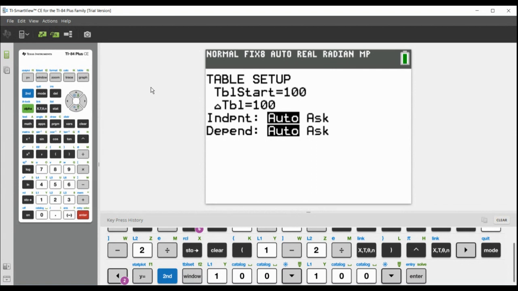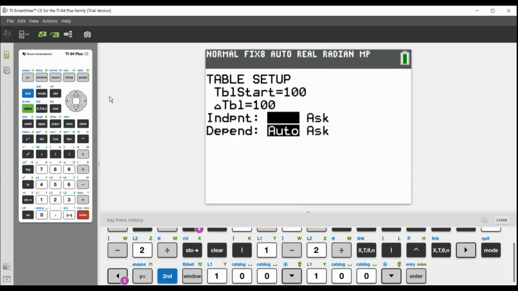So when you set up a table in your TI-83/84 calculator, there are different features. The independent variable, I'm putting it on auto. That means the table is going to start at 100, and the delta table is 100. So it's going to go 100, 200, 300, 400, 500, and so forth, because the change in value is going to be 100. The dependent variable, which is the value of my function 1 minus 2 over x to the x power, is on auto. Of course, I usually want to be on auto.